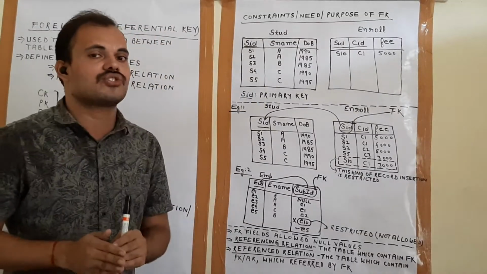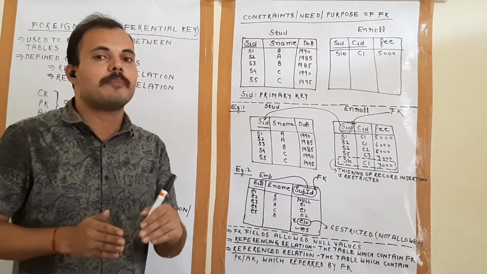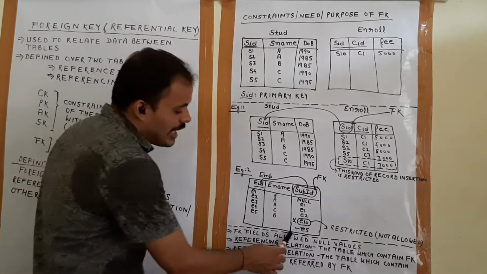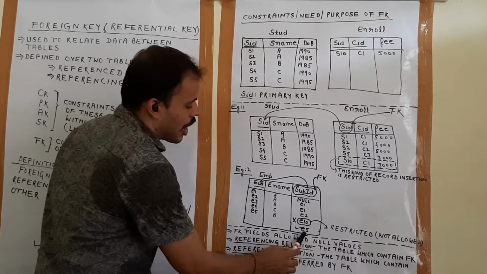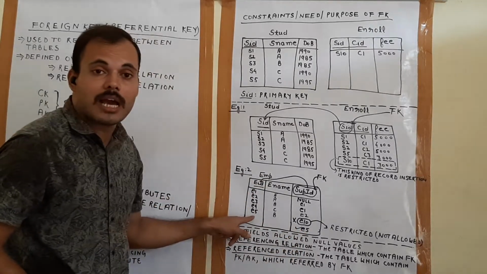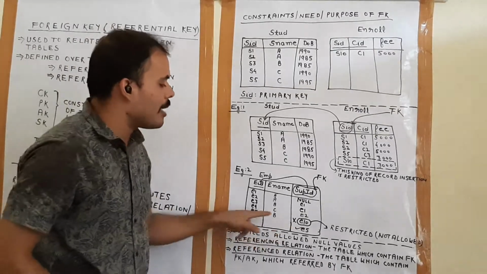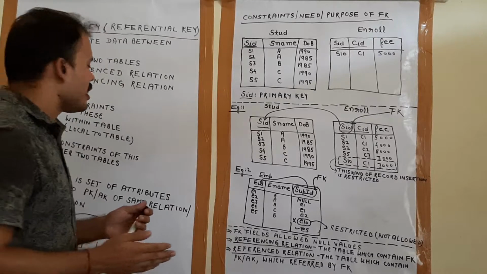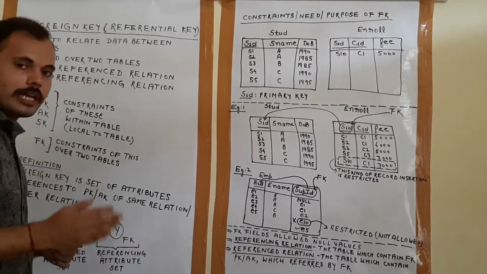And this constraint is incorporated by using foreign key. Understood? But E5 is allowed. E5 is allowed because E5 belongs to the employee ID. So E5 is allowed. Understood? Now see the definition of foreign key.